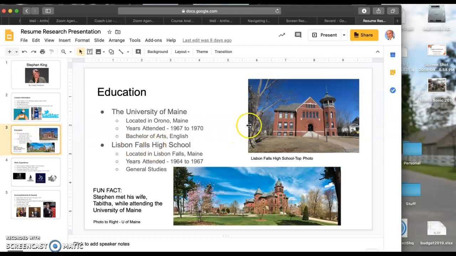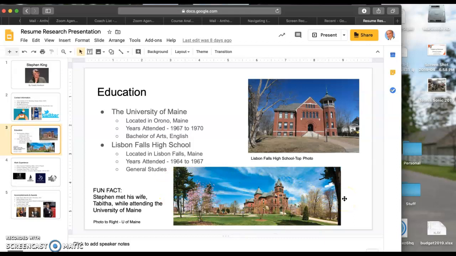All right. Try to make the slide look pretty. In my case, I went ahead and put a picture of his high school. I think that's a pretty interesting looking high school. It's also a good depiction that his high school was probably really small. And I also put a picture of the University of Maine campus on there too.